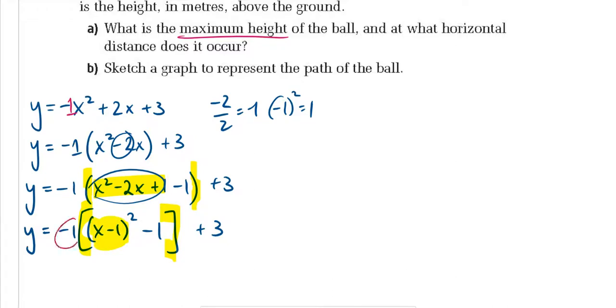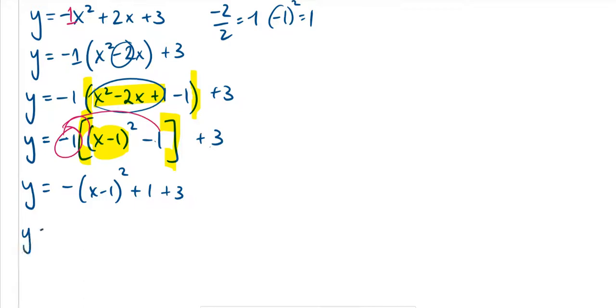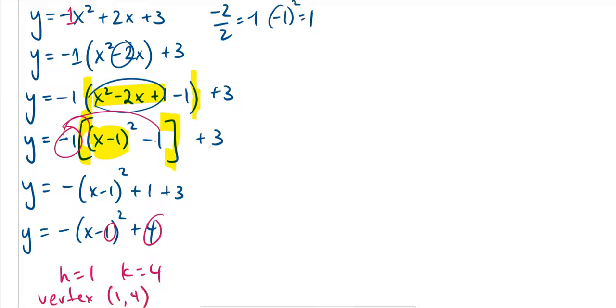Okay, now I have a -1 in front, distribute it to the terms inside. So that gives me y equals negative (x minus 1) squared. -1 times -1 is +1. I have a plus 3. And if I fix that, I get plus 4. So negative (x minus 1) squared plus 4. Here's my vertex form, from which I can get my h and my k. So h is equal to +1, k is equal to +4. So my vertex is (1, 4).